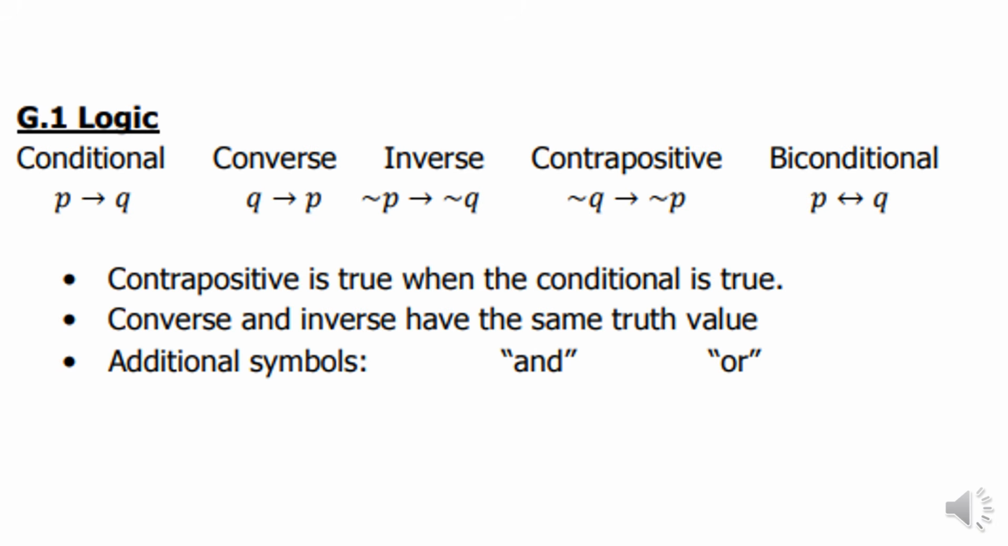Logic, G1. Conditional statement is if P then Q. Converse, change order. Inverse is when you do the opposite, or you negate it. That's what the squiggle means. Contrapositive, that's the super long word, so you're going to do both. Biconditional is the one where it is if and only if, and you have the double-sided arrows. Your contrapositive is true only when the original statement is true. And the converse and inverse have the same truth value, which means if one of them is true, then the other one is true. The other symbols you need to know.